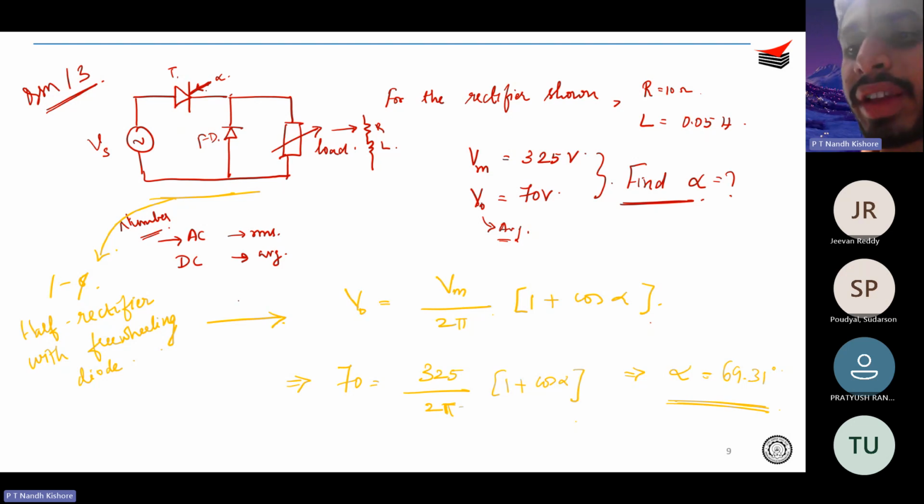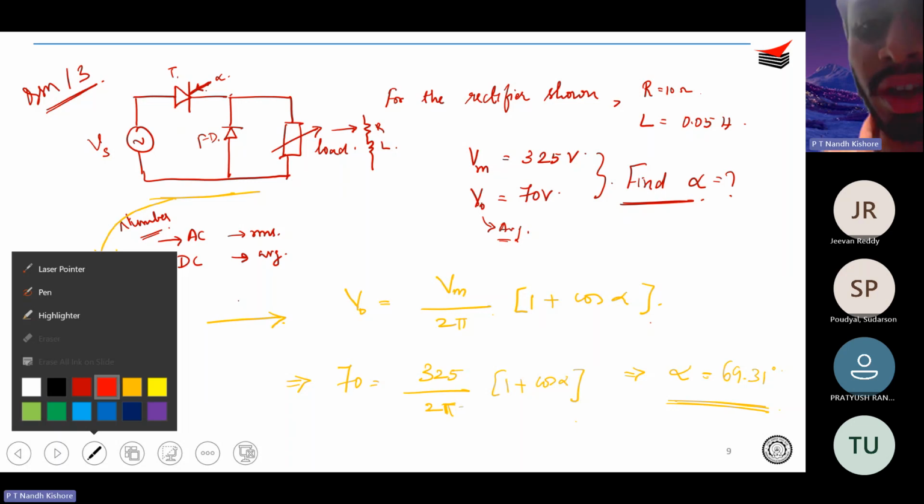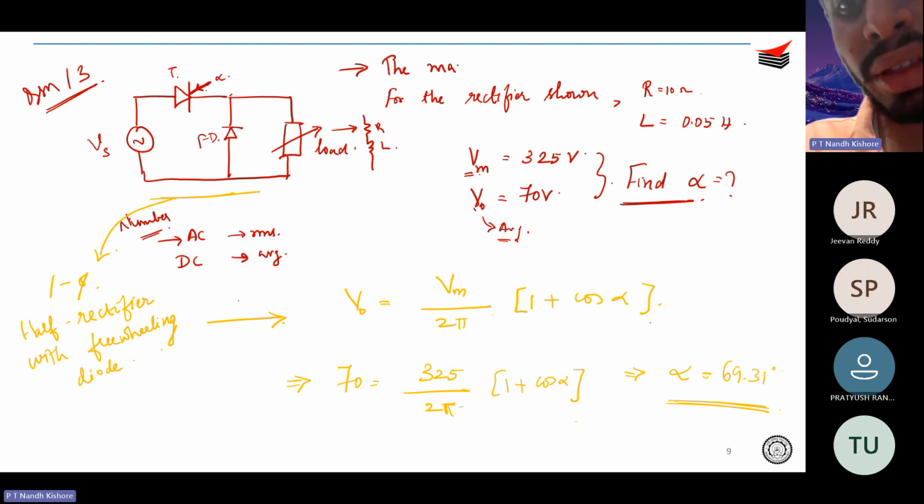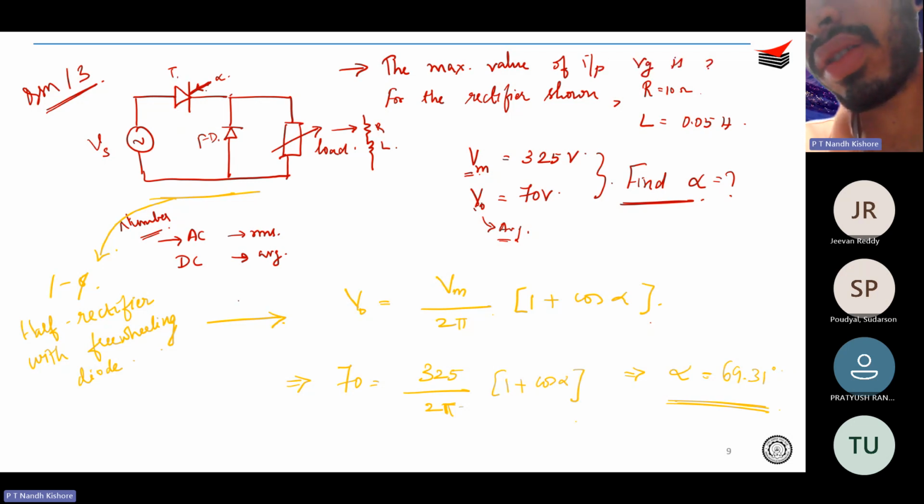In the question, it is explicitly mentioned that I have just written as VM as 325. In the question, it is explicitly mentioned that the maximum value of input voltage is 325 volts. That is why I have taken it as 325.